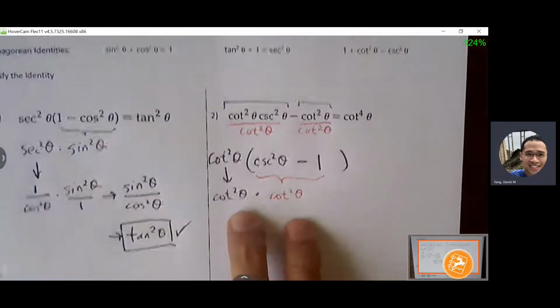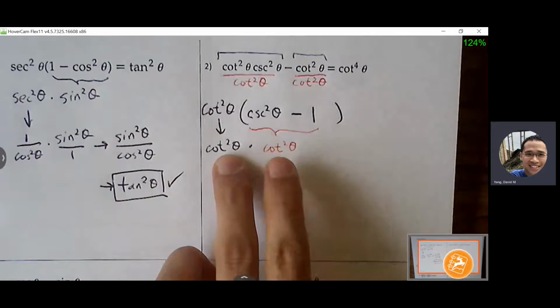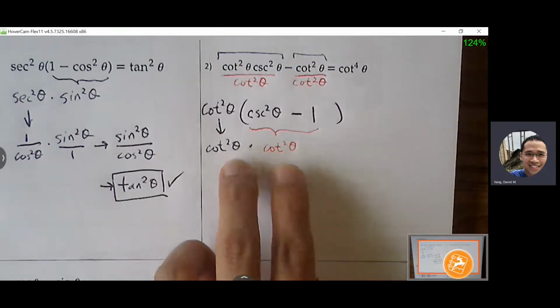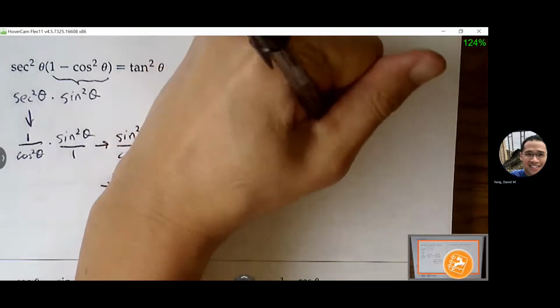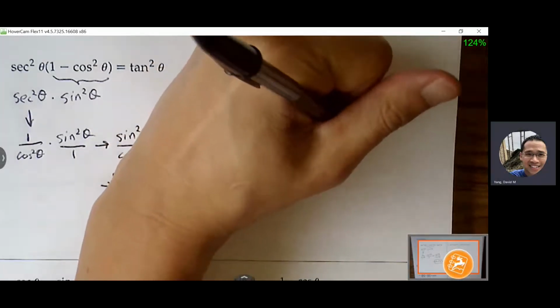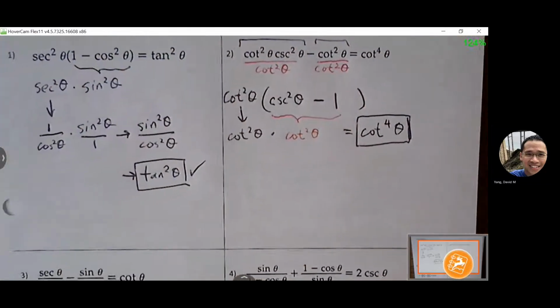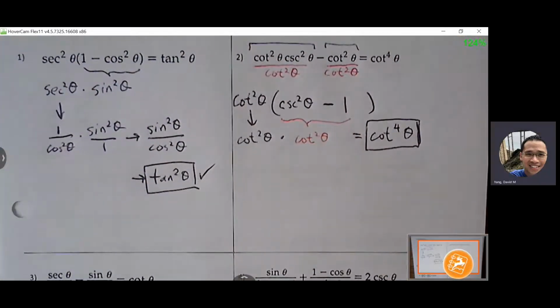And now we have everything in terms of cotangent squared, which is perfect. Cotangent squared times cotangent squared. We add the exponents. 2 plus 2 is 4. Questions with 2. Okay. Number 3.